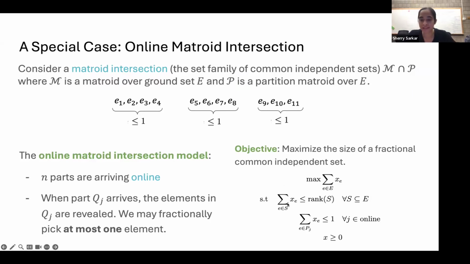This linear program says that for every single subset S, the mass that you have on that subset is upper bounded by the rank. This is what it means for something to be a fractional common independent set. Okay, so this is fractional matroid intersection.